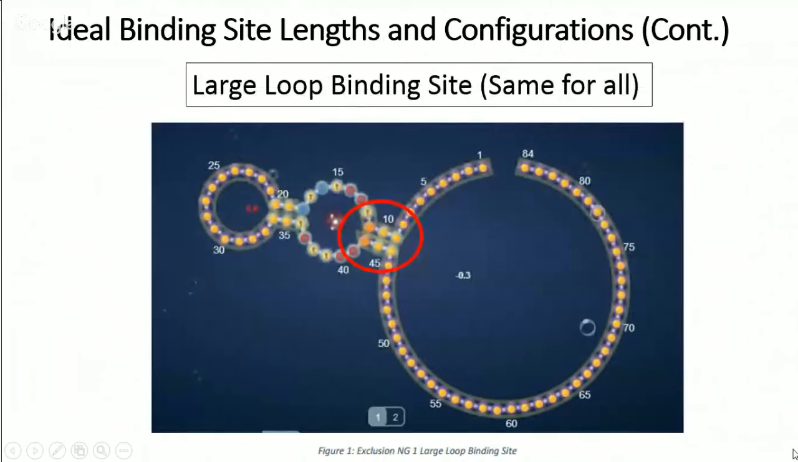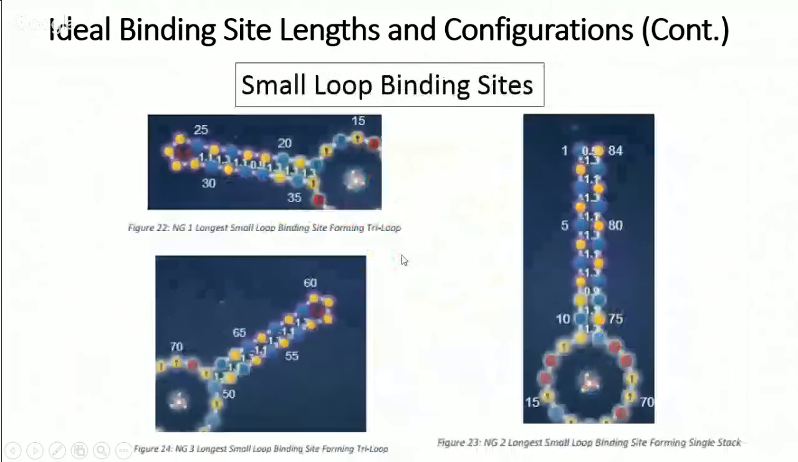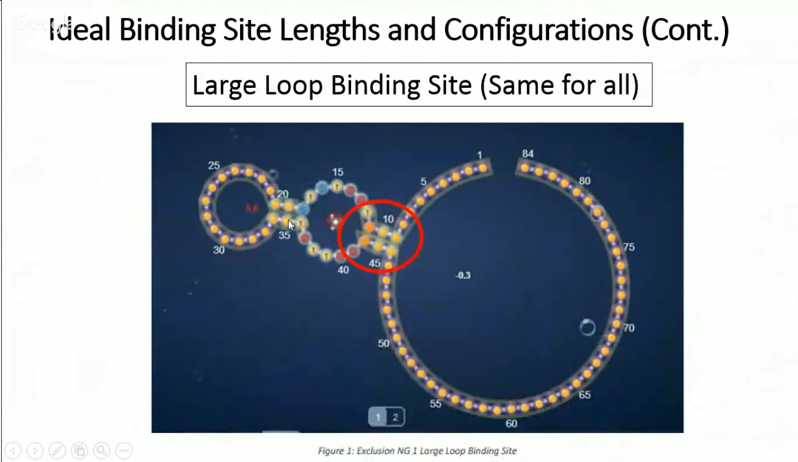I discussed the binding sites, and I'm going to show you what the binding sites are. In this one, this is the large loop binding site, and it's the stack that forms next to the FMN binding site, and that's what is meant by the large loop binding site. And then here's a small loop binding site, which is at the opposite end of that. So this is the small loop right here.